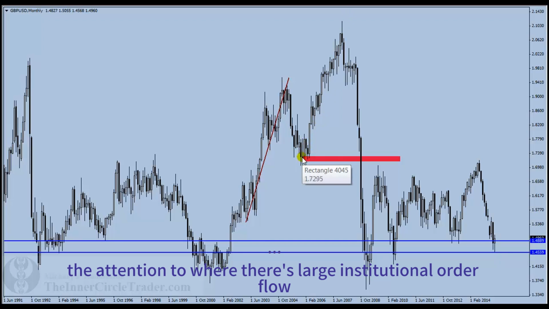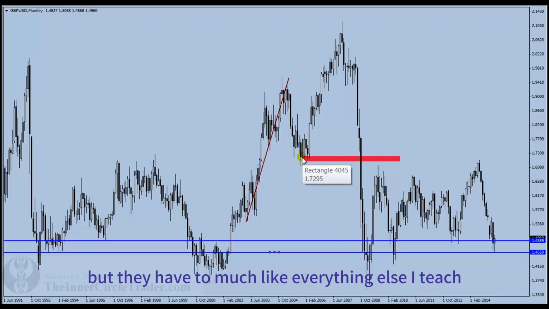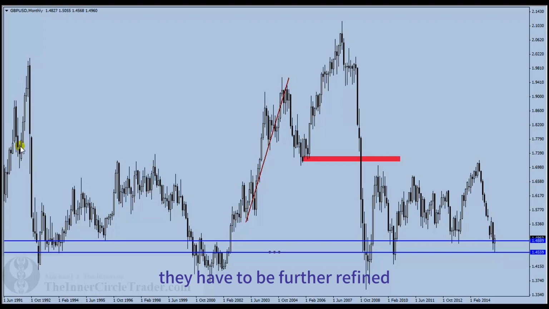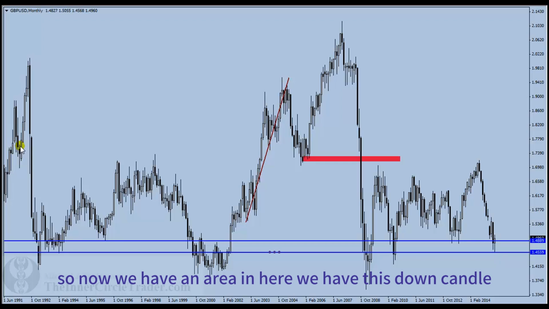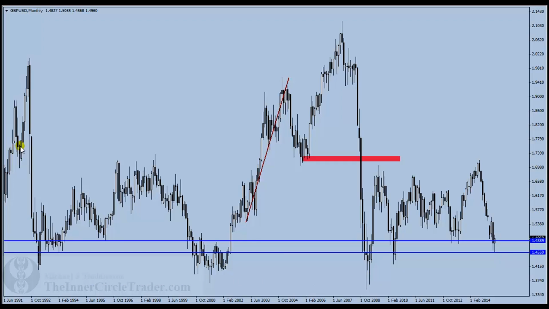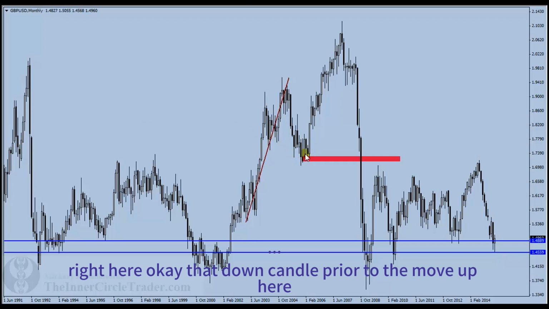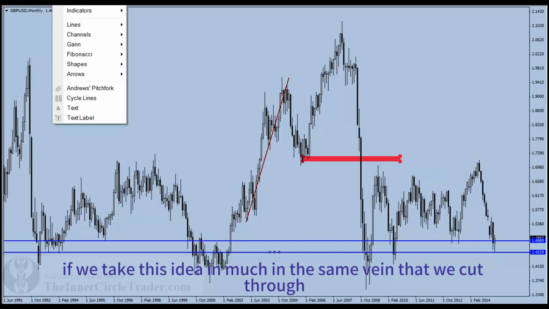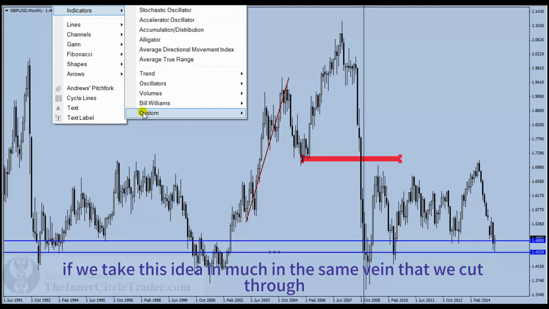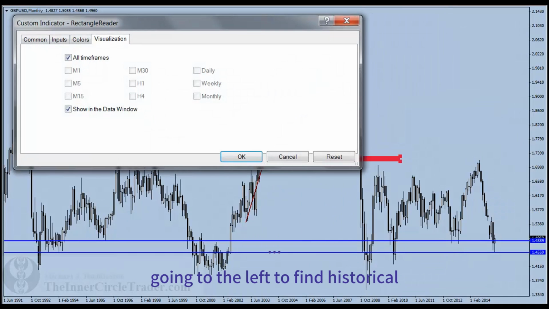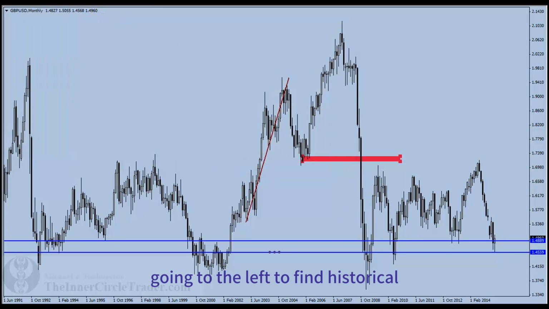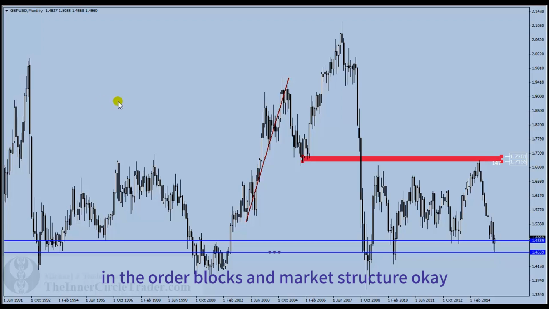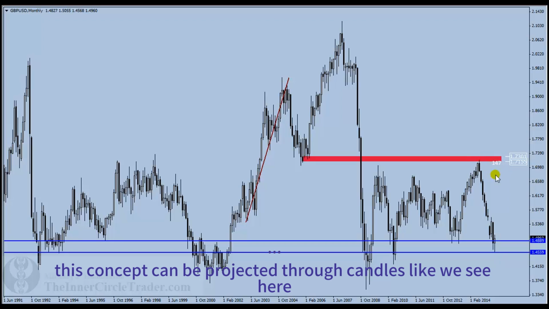If we take this idea, in much the same vein that we cut through going to the left to find historical support and resistance theory in the order blocks and market structure, this concept can be projected through candles like we see here. And if you look at what we have, we're going to just take the range and just extend it out in time, and you're going to see all of a sudden this reaction that no one else saw.